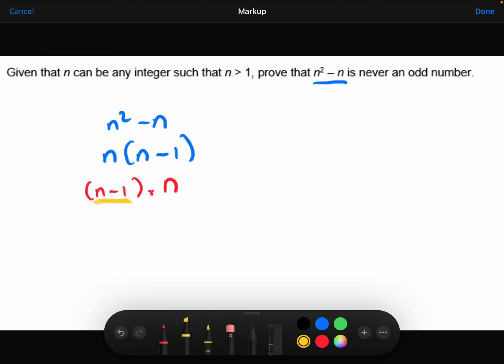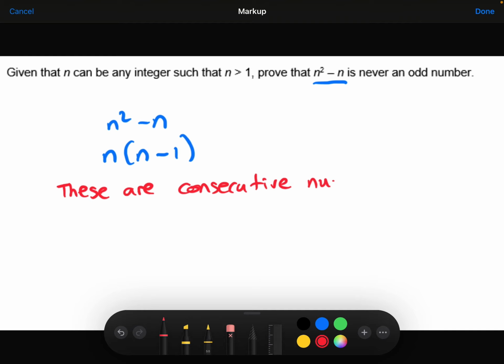Hopefully you can now spot something about n minus 1 and n. They're consecutive numbers, they're one after the other one. N minus 1 is always going to be in front of n. So these are consecutive numbers. And there's something important about if you have two consecutive numbers.